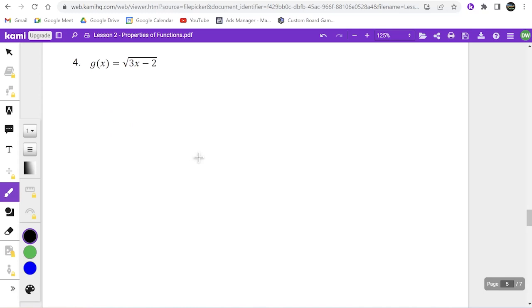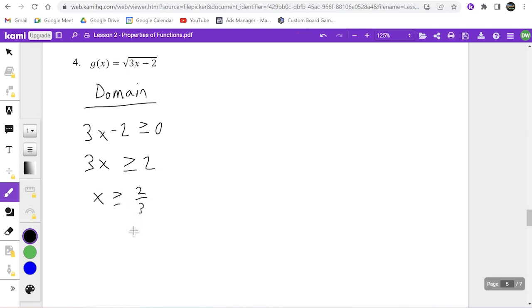It's the square root of 3x minus 2. Finally, a square root problem. That means you got to watch out for the domain because you cannot have a negative square root. So all that means is for the domain, you're saying 3x minus 2, the thing under the square root, must be greater than or equal to 0. And again, that's why we spent the first lesson talking about inequalities. You add 2 to both sides, divide by 3. x is greater than or equal to 2/3.